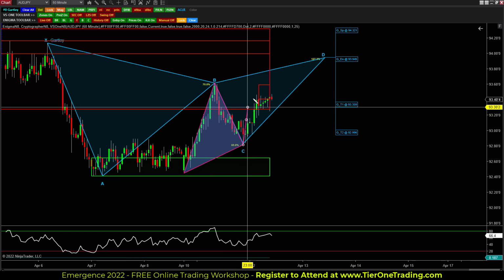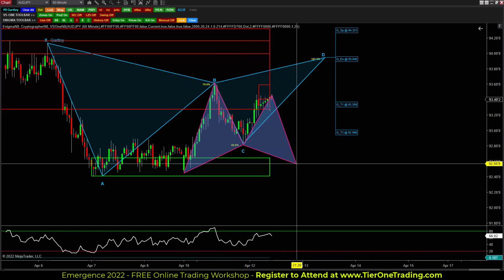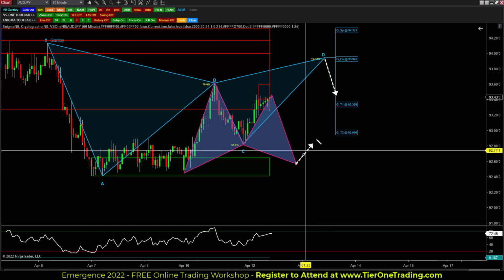Our B to C is currently forming right now. Right here, I think is the highest. And then a CD completion. So this would be an example of a bearish Gartley where you would sell. This would be an example of a bullish Gartley where you would buy.